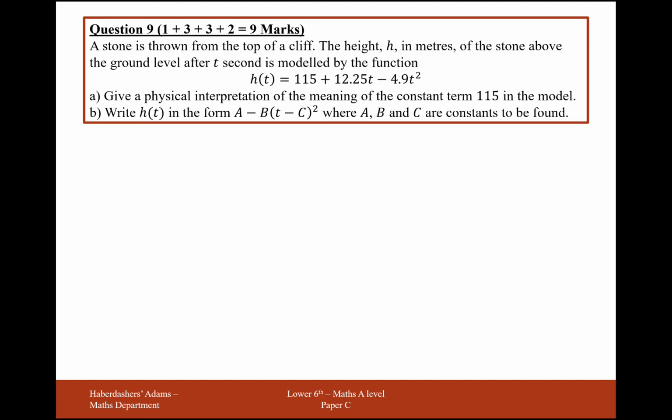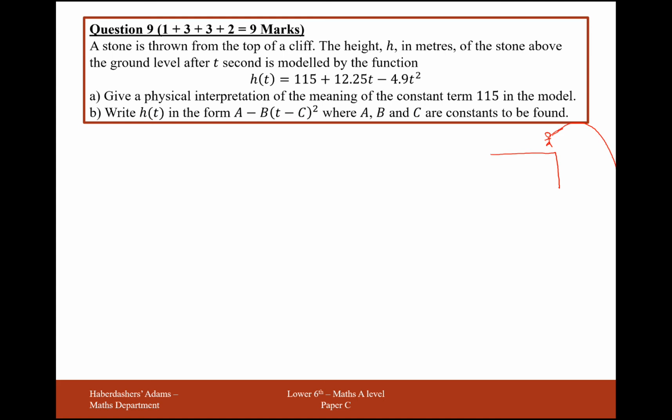Here we're working on question 9, a modelling question. A stone is thrown from the top of the cliff. The height h in metres of the stone above ground level after t seconds. So if we have the cliff here and some person on top of the cliff throwing a stone, she is going to throw it upwards, and then afterwards gravity is going to take over and bring it back downwards. So this is why it's going to look like a sort of quadratic graph upside down, so it's a negative quadratic graph. That makes sense.